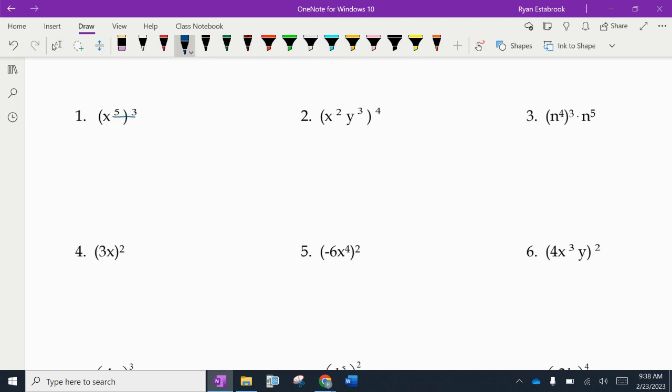So first example here, x to the 5th to the 3rd. This would give us x to the 15th. Multiply them because we're taking it to a higher power.